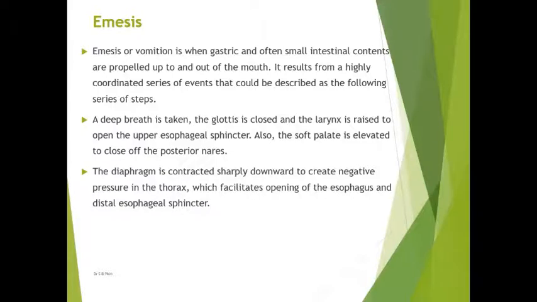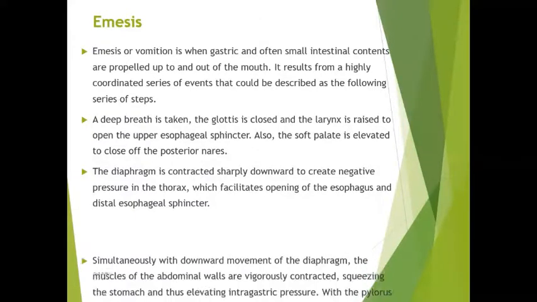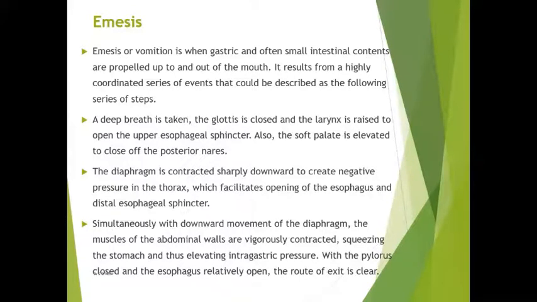The diaphragm is contracted sharply downwards to create negative pressure. So the diaphragm is contracting downwards to create negative pressure. It means the abdominal pressure is going to increase, the thoracic pressure is going to reduce. That will create a negative pressure in the thorax, which will facilitate the opening of the esophagus and distal esophageal sphincter. Then simultaneously with downward movement of the diaphragm, the muscles of the abdominal walls are vigorously contracted, squeezing the stomach and elevating intragastric pressure.